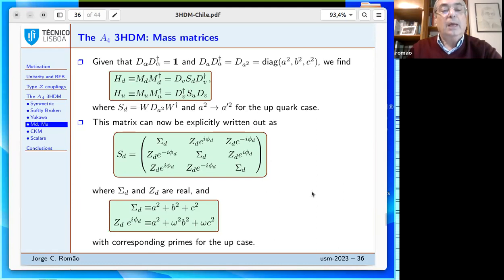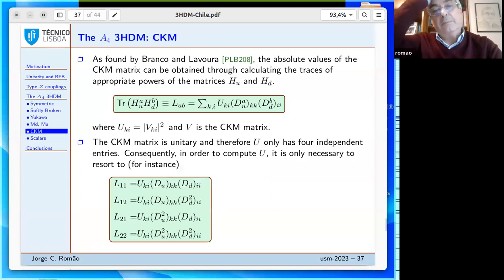There, it's different, and that's it. Then the idea is that you are going to find these parameters by fitting the eigenvalues of the matrix HD and H up to the known values of the square of the quark masses. But of course, you don't want just to do that. You want to do more than that, because you want also to fit for the CKM matrix.